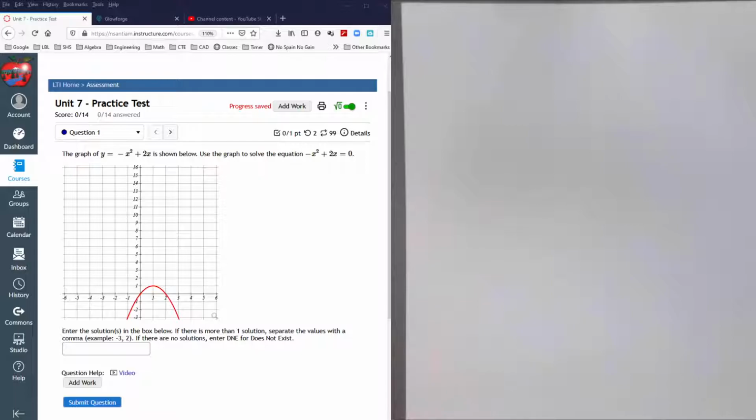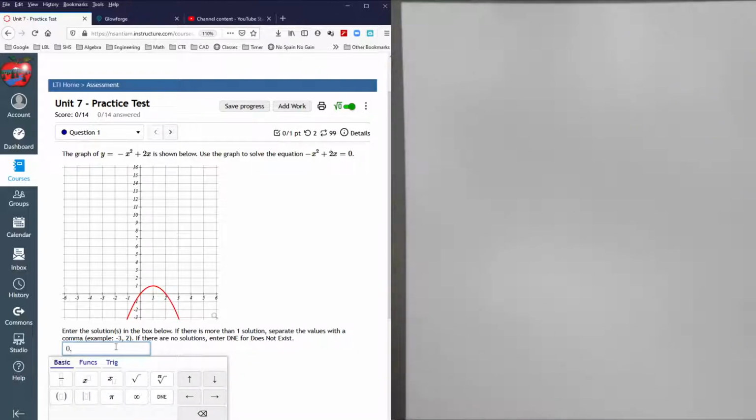So the first problem here is asking you to solve this equation. It says use the graph to solve this, so we're looking for the solution. Solutions are x-intercepts. It's where the y value is equal to 0, right? So I can simply look at the graph and see that there is an x-intercept when x is equal to 0 and when x is equal to 2. Those would be my two solutions, 0 and 2.